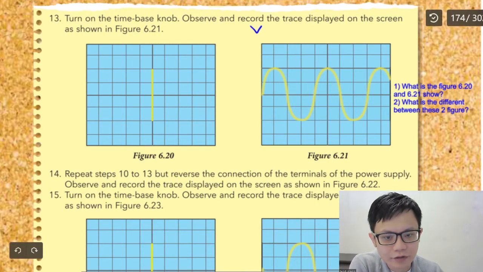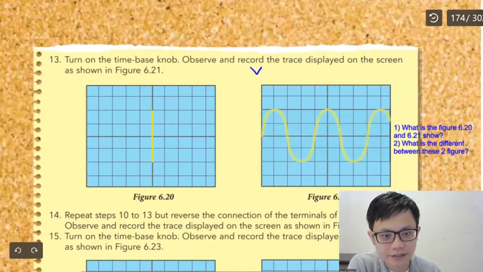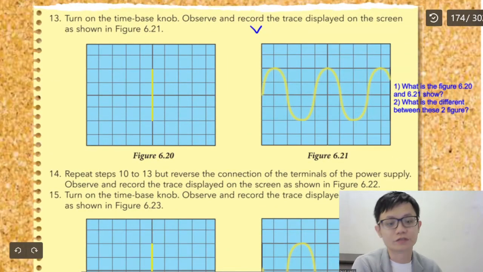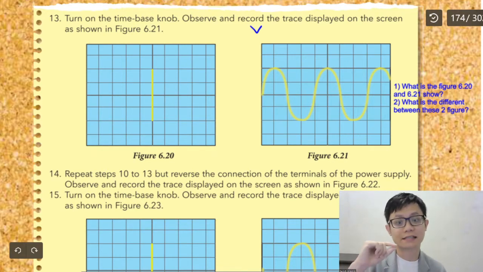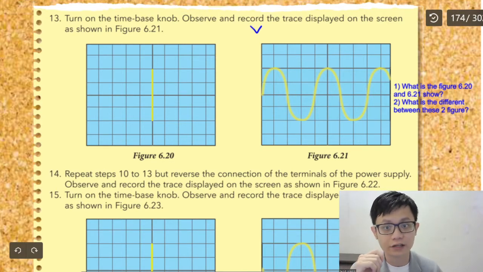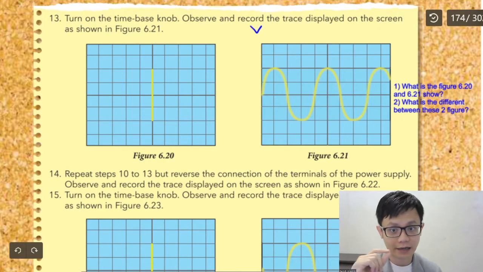Today, this is just a continuation of the previous question from the previous video. What do figures 6.20 and 6.21 show? Both of these figures show alternating current, because we can see it go up and down, up and down. So these two figures are showing alternating current.